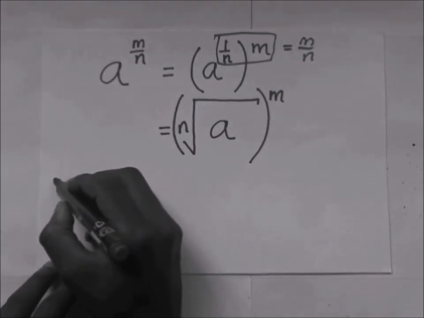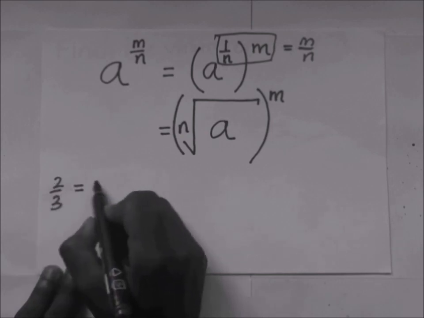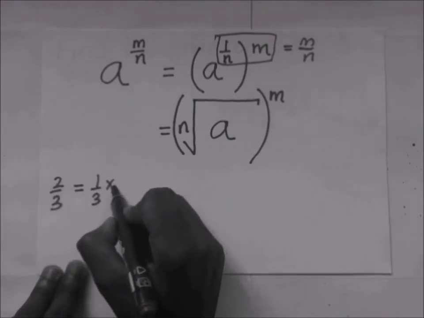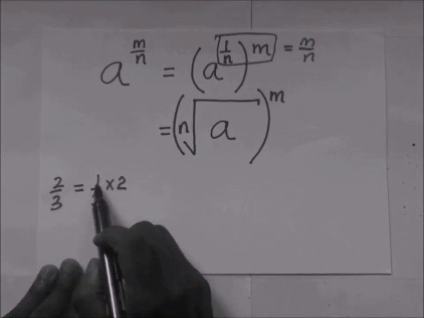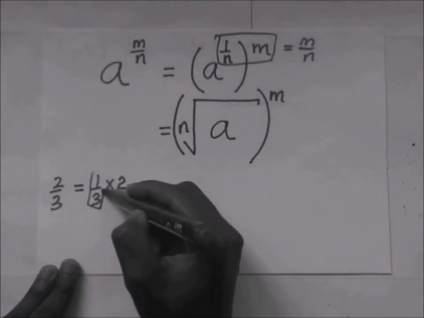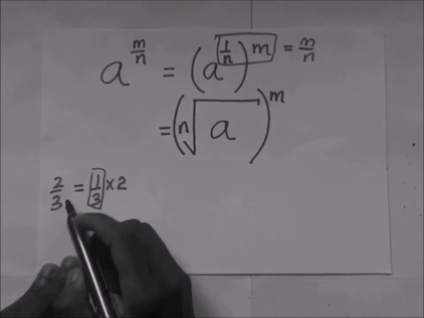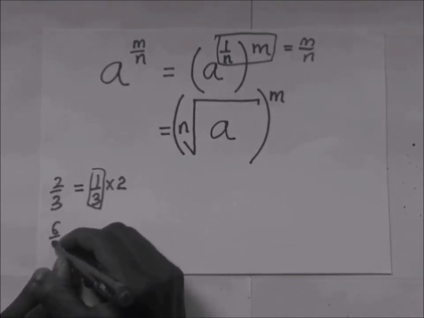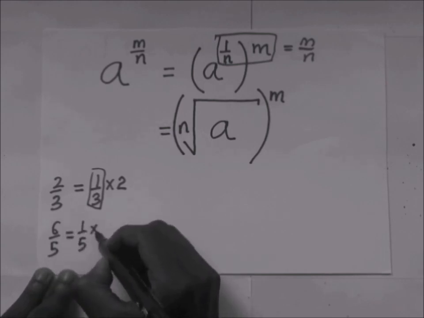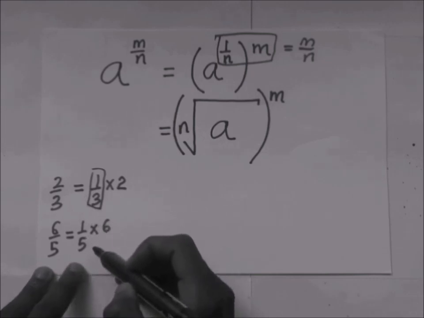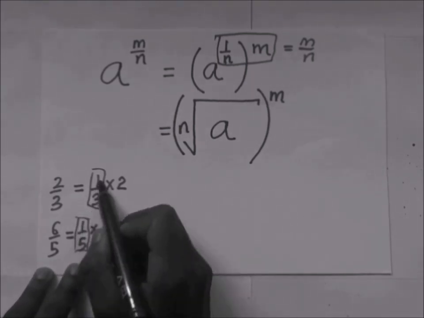It's like when they give you 2/3. 2/3 is the same as saying 1 over 3 times 2. You displace this 2 out and you make this 1 over 3 times 2. So 1 over 3 times 2 is the same as 2/3. Or if they told you 6 over 5, 6 over 5 is the same as saying 1 over 5 times 6. So our interest here is to create a fraction that has 1 as the numerator.